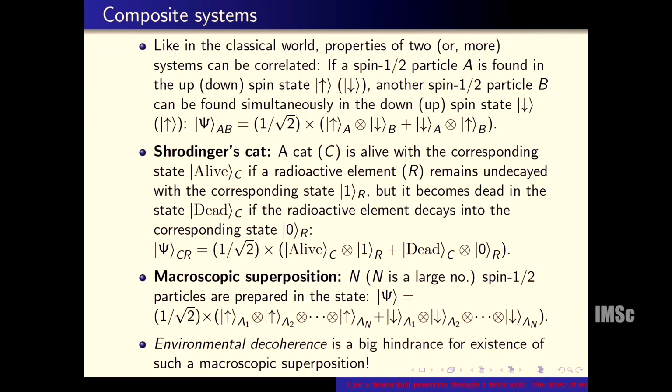In general you can talk about n spin half particles prepared in these superposed states. All these spins A1, A2, up to AN are either all in the up state or all in the down state, and n can be arbitrary. So this is a macroscopic superposition. This is one example; you can have plenty of other examples. So what is the problem here? The problem is that creating such a macroscopic superposed state is indeed a very, very challenging thing.